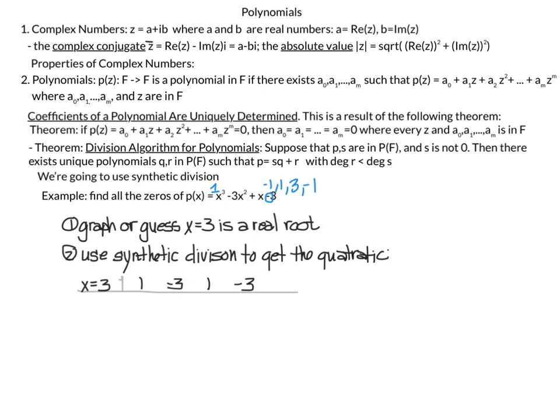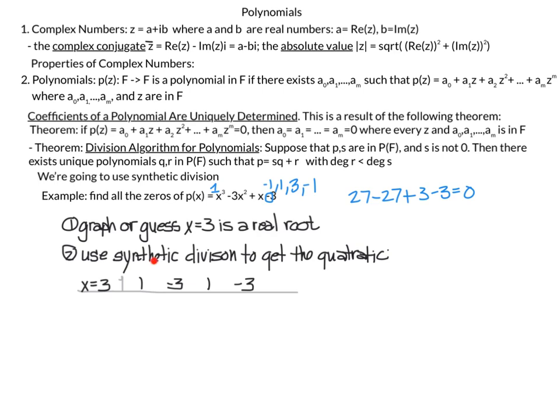You can plug it in. So we have 3 cubed, which is 27. And then here we're going to have 3 times 9, which is minus 27. Then we have plus 3 minus 3 equals 0. So we verified that 3 is our first real root.